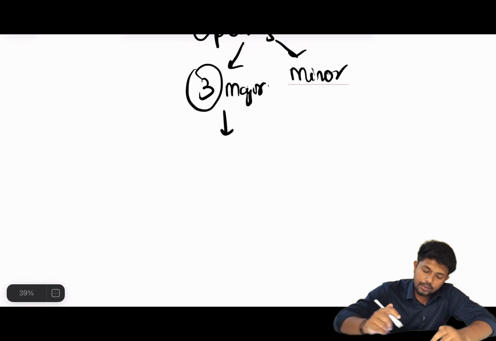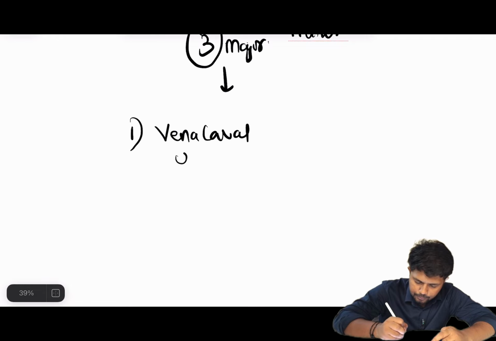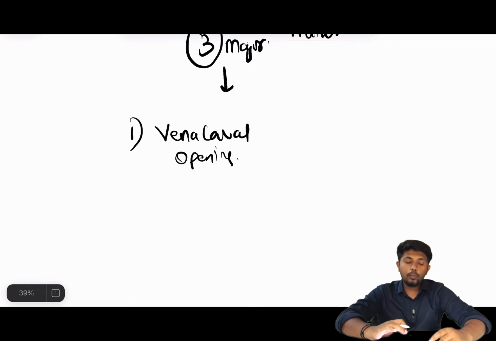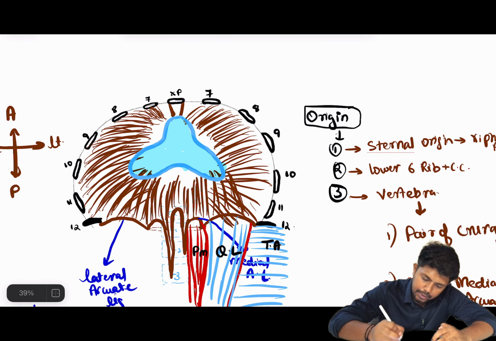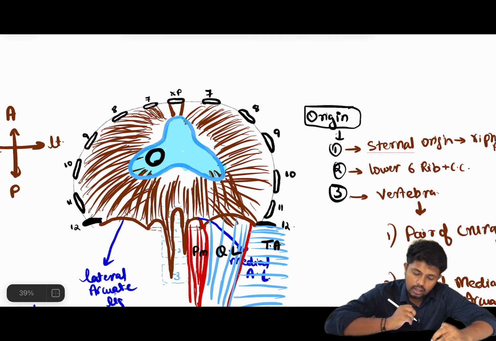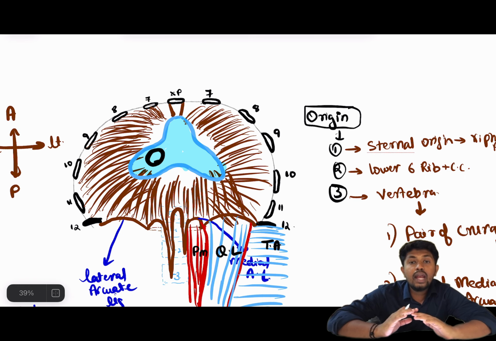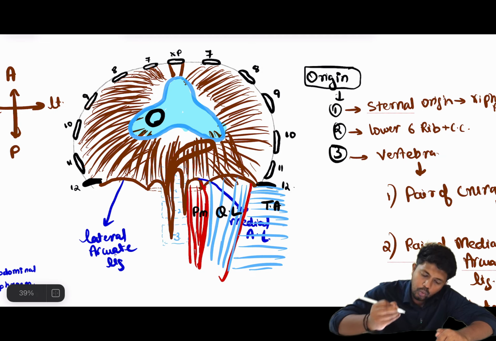Now, the three major openings we will list. The vena cava opening. This opening is present in the central tendon between the median and the right leaflet. So between that, somewhere here, there will be the opening for the vena cava. Okay, and the second opening, which is what? Esophageal opening. It is formed by the splitting of the right crus of the diaphragm. So this right crus will split to form the second opening.